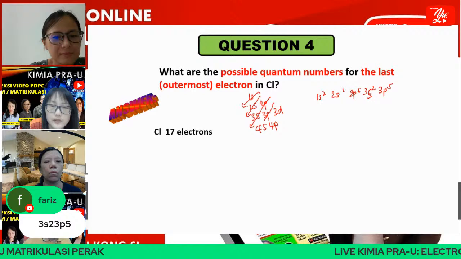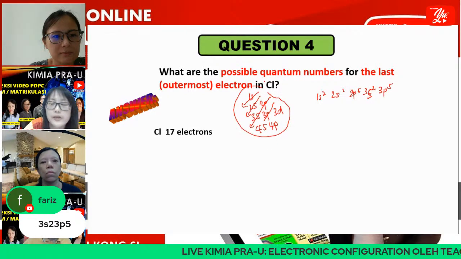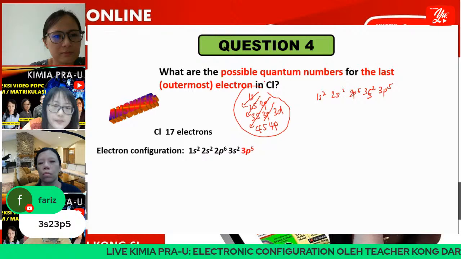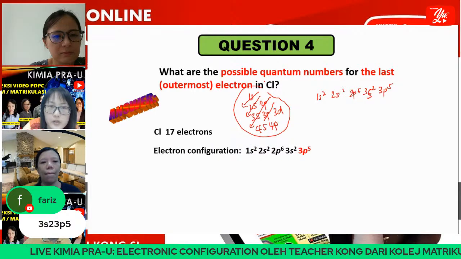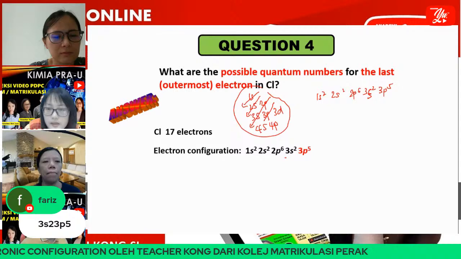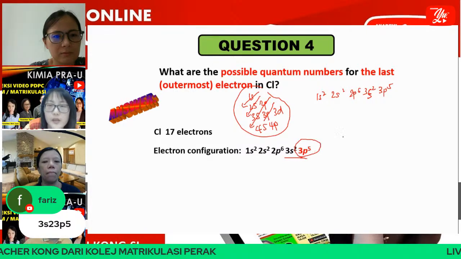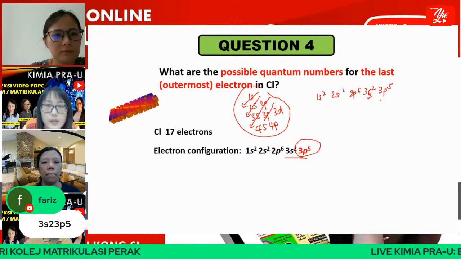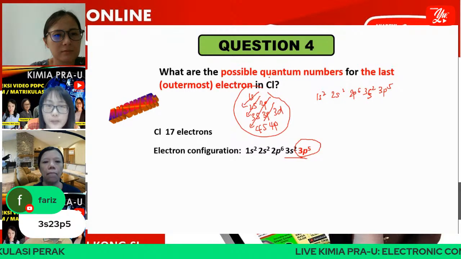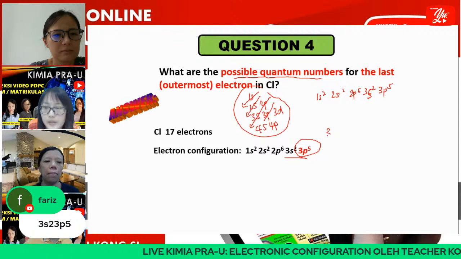This is the electronic configuration in the form of SPDF notation. You have to apply the Aufbau principle if you're not familiar. If you're familiar, you can straight away write 1s2, 2s2, you know the answer. The valence electrons are 3s2 and 3p5, but the outermost we refer to as the 3p. Now the question asks about what? Quantum numbers, possible quantum numbers for 3p.